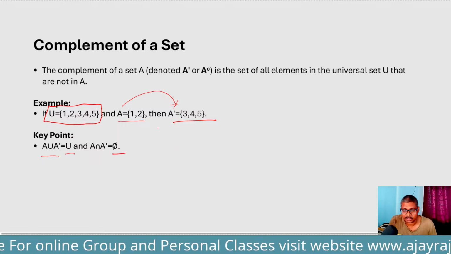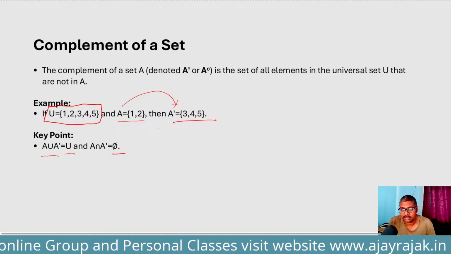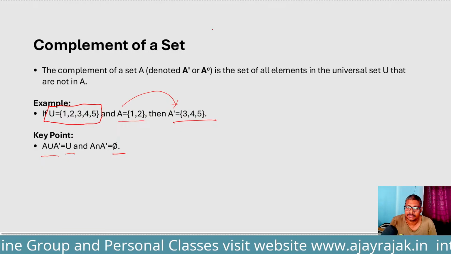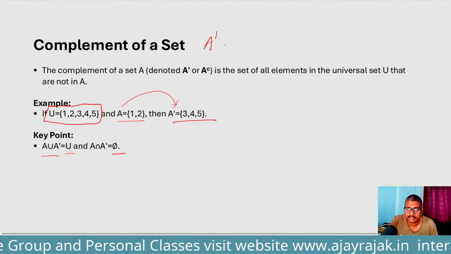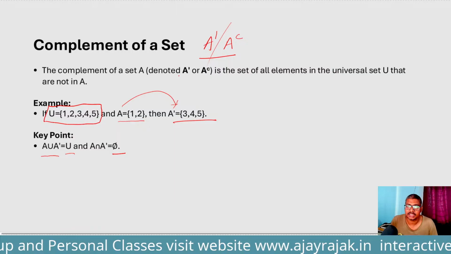So it's very clear. Whatever is the rest of the universal set is considered under the complement. You can represent it by A dash, or you can write it as A^c. So these are the two ways you can represent the complement of a set.